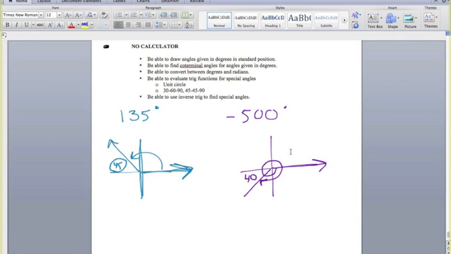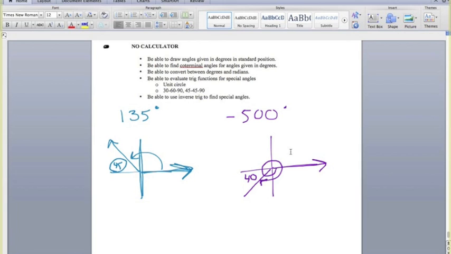Second type of problem you will see on your quiz is to be able to find coterminal angles for angles that are given in degrees. On the assignment, when we did this, we looked for both a positive and a negative coterminal angle. The quiz will be the same format. So we're looking for a positive and negative coterminal angle. We learned that a coterminal angle is an angle that lands exactly in the same ending or terminal point. And that only happens once per circle.